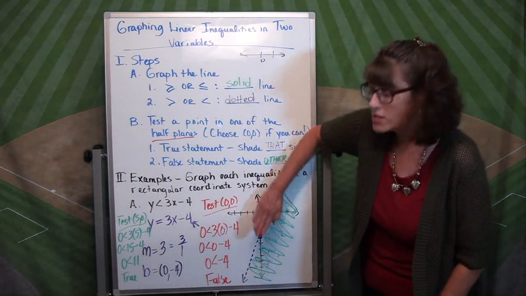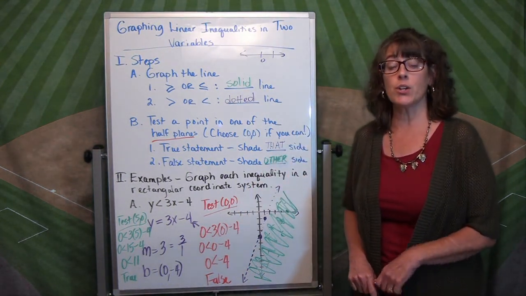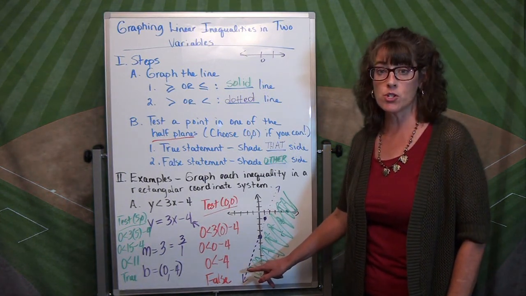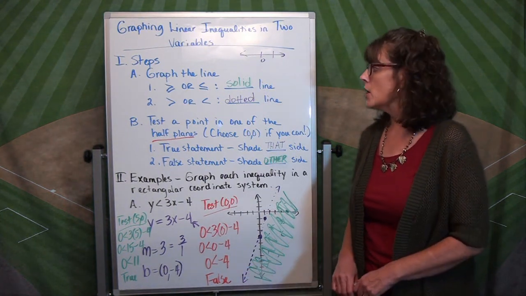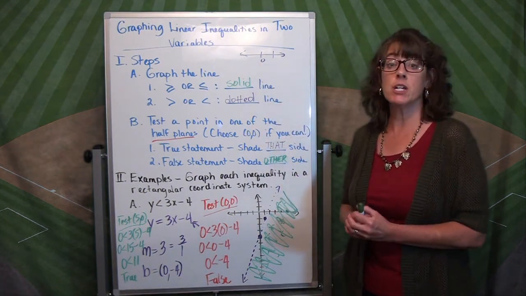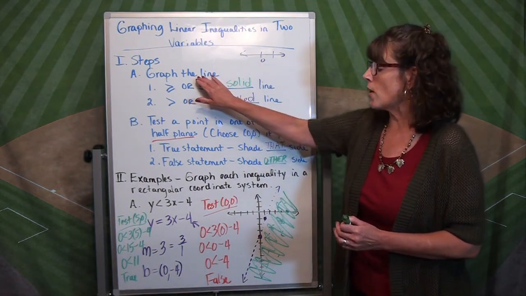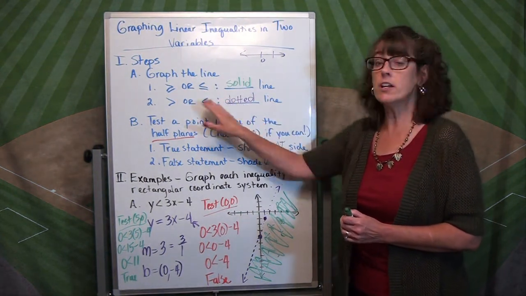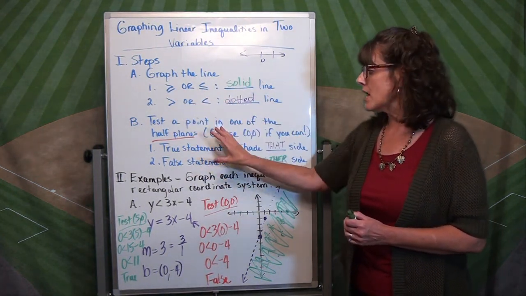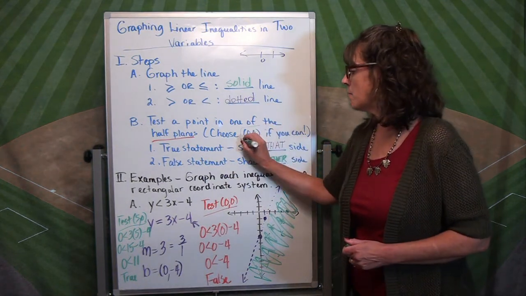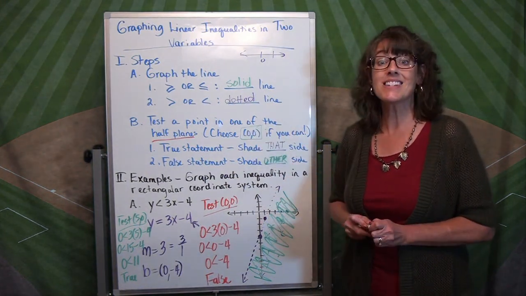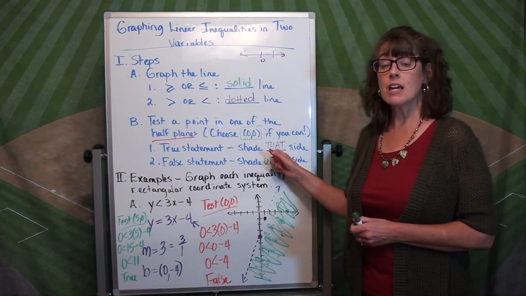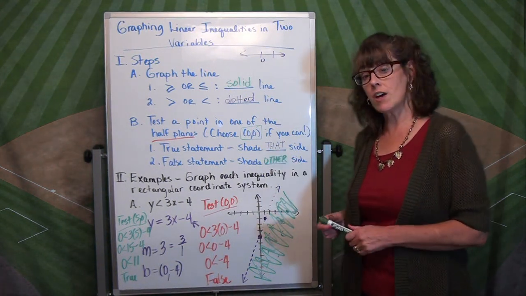Everything over here is not a solution to the inequality. And what about everything on the line? Nope, they're not solutions either because it's a dotted line. So this is how you graph your linear inequalities in two variables. You graph the line, solid if there's an equal to part, dotted if there's not an equal to part, test a point. If you can pick that beloved 0, 0, test it. If you come up with a true statement, shade that side. If you come up with a false statement, shade the other side.